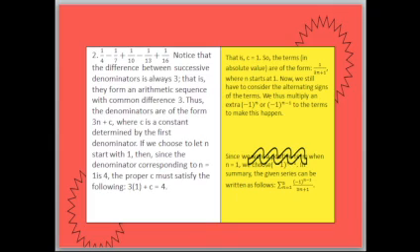That is, the denominators are of the form 3n plus a constant, or 3n plus c, where c is a constant determined by the first denominator. If we choose to let n start with 1, then since the denominator corresponding to n equals 1 is 4, the proper c must satisfy the following. So 3 times 1 plus c equals 4. That is, c is equal to 1.